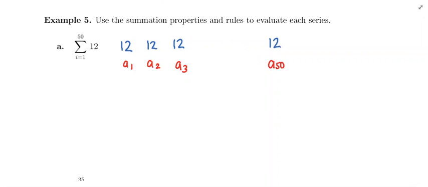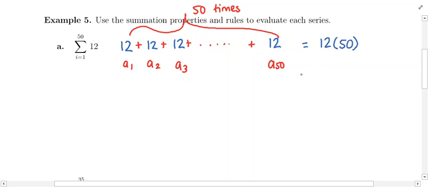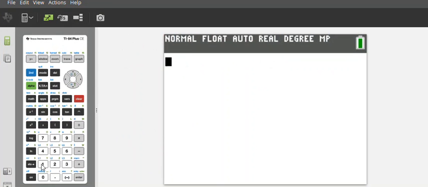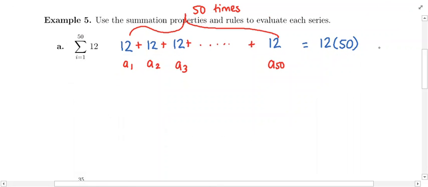So we are adding all of these up. If you count your terms, we have 1, 2, 3, all the way up to 50. So we have added 12 up 50 times. If you're adding up 12 50 times, that's the same thing as 12 times 50. Go to your calculator, 12 times 50, the series converges to 600. That's the answer here.